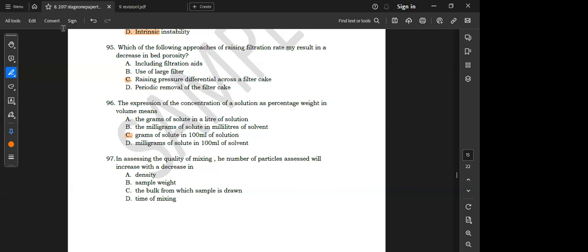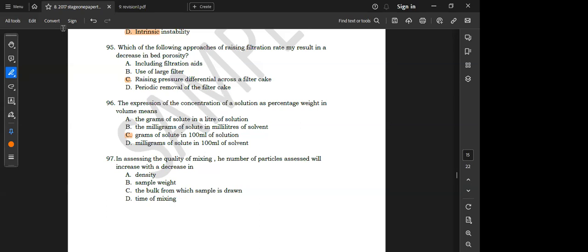So how does mixing affect the density? How does mixing affect both the density or the sample weight? Wait, I don't know. In layman's terms.